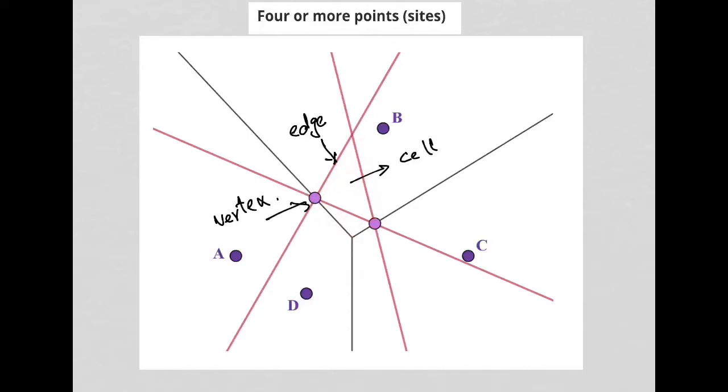So each polygon in a Voronoi diagram is called a cell. So this is a name of a polygon. The sides of the polygon are called edges. So this side is an edge of the cell. The point where the edges meet is called a vertex. So here we have a few vertices. So vertex is where the edges meet. So this is the simplest Voronoi diagram.